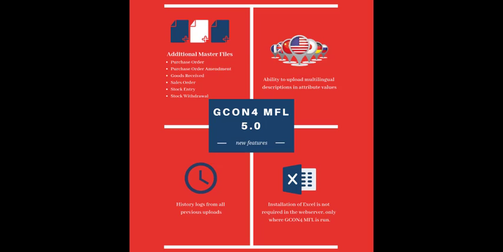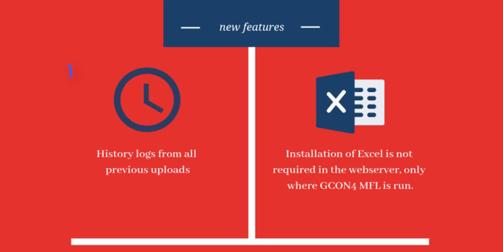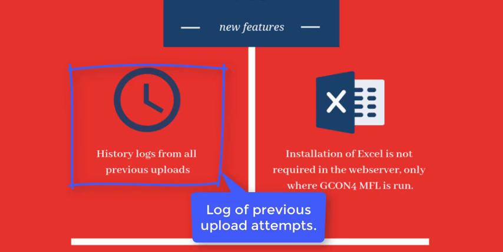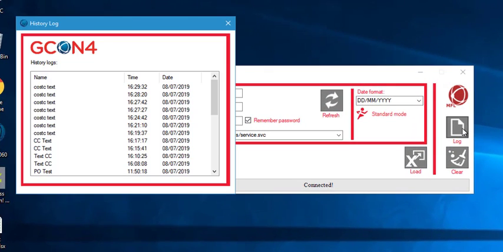Moving on to the next feature of the latest MFL version, it is the possibility of having history logs. The treatment of logs has been improved in this version of MFL, and it now allows you to keep and review the log history of all of your latest upload attempts. When you click the log button, you will see all the log files with their corresponding date and time.